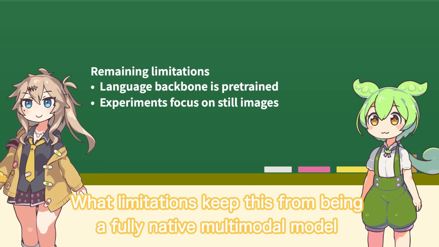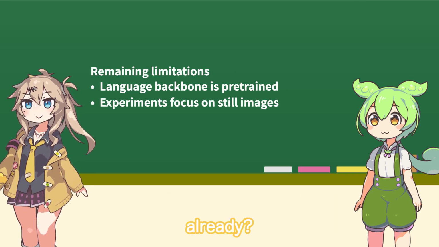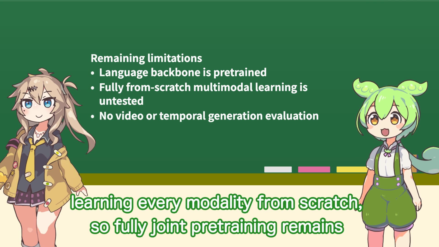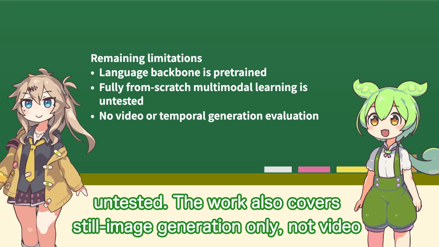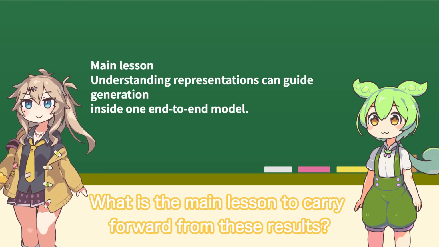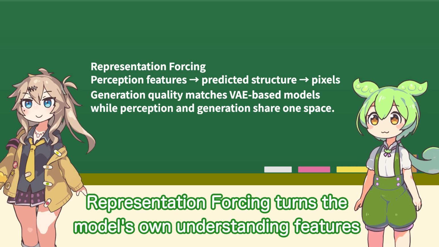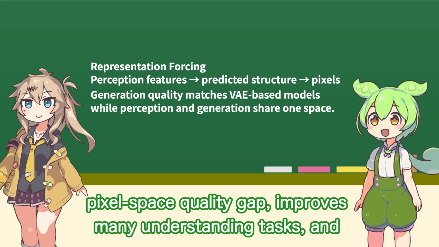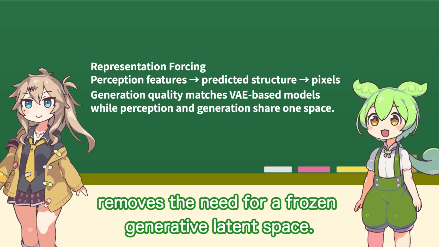What limitations keep this from being a fully native multimodal model already? The model starts from a pre-trained large language model, rather than learning every modality from scratch, so fully joint pre-training remains untested. The work also covers still image generation only, not video or other temporal modalities. What is the main lesson to carry forward from these results? Representation forcing turns the model's own understanding features into predicted generation targets. That structural scaffold closes the pixel space quality gap, improves many understanding tests, and removes the need for a frozen generative latent space.